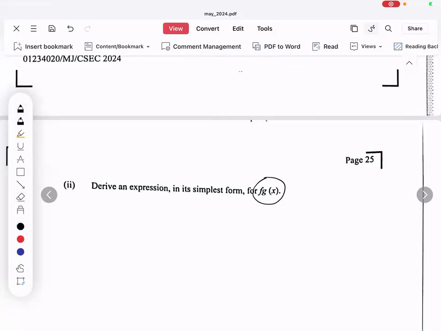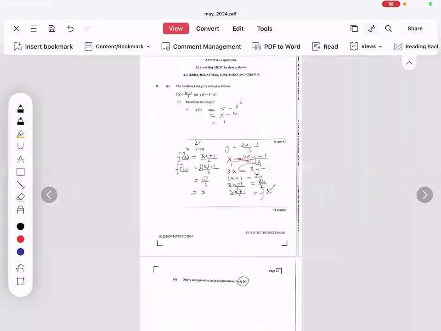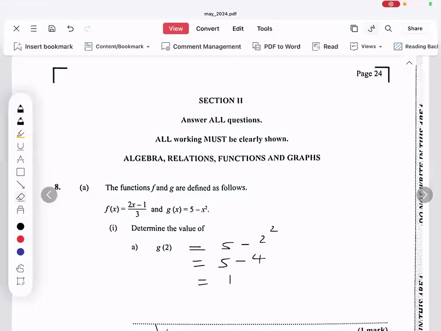Sir, like would we put the G into F? That is correct again. So we're going to basically take this function, which is the G right here. I'm going to send it and put it right here, right where the x is in the F.